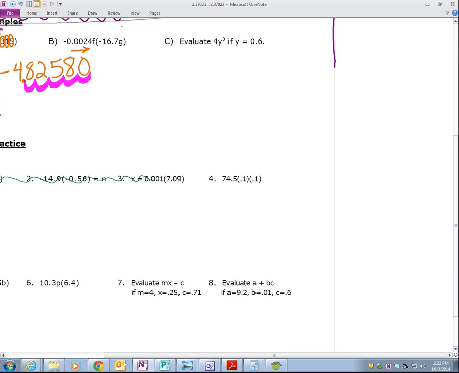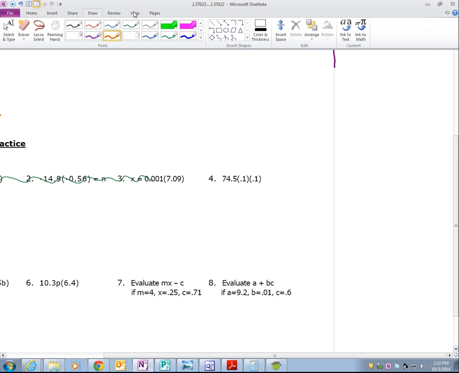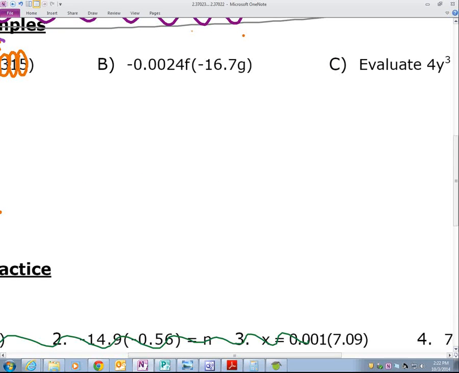Next one, we have to evaluate. By the way, did everybody have that written down already? Okay. We have negative 0.0024 F times the opposite of 16.7 G. Yep, negative 16.7 G. Now, what do we need to do with these variables when we are multiplying things together first? Okay, Max? Let's make them go on a vacation. Through the distributive property, we're going to kick them out for a while. G and F.